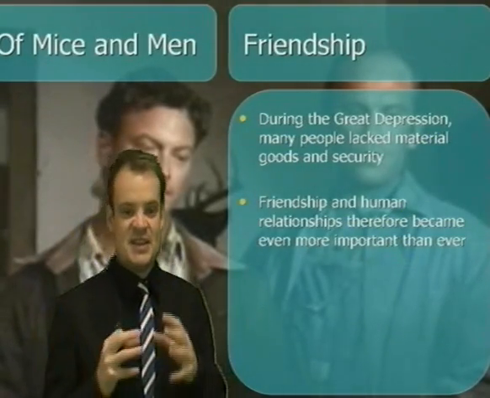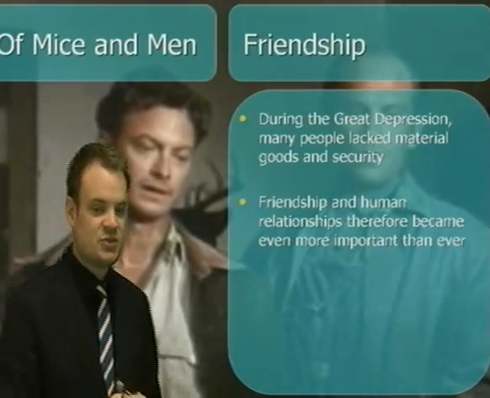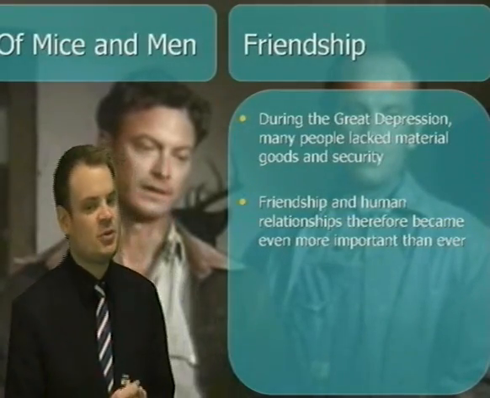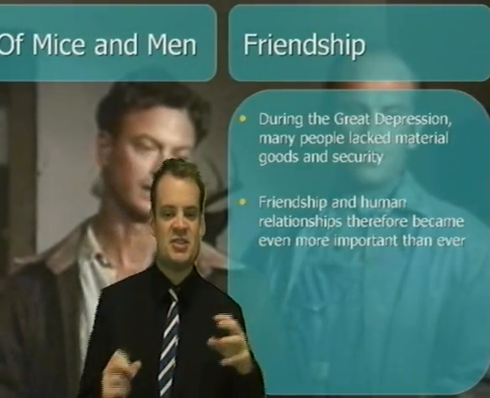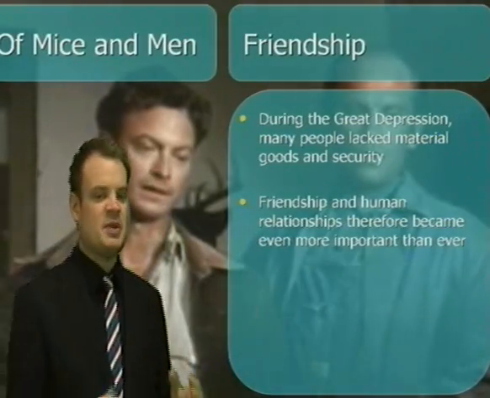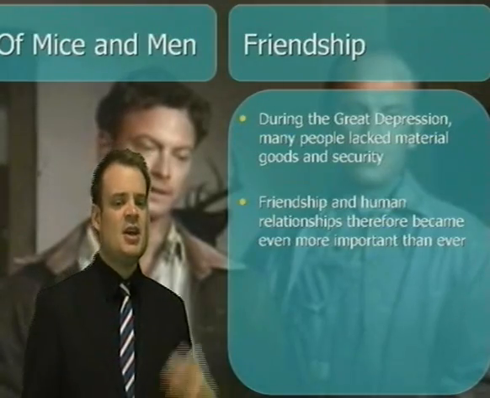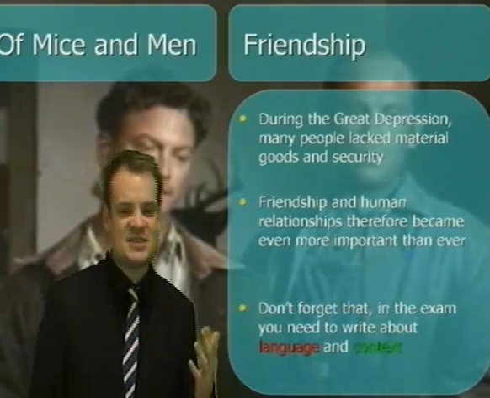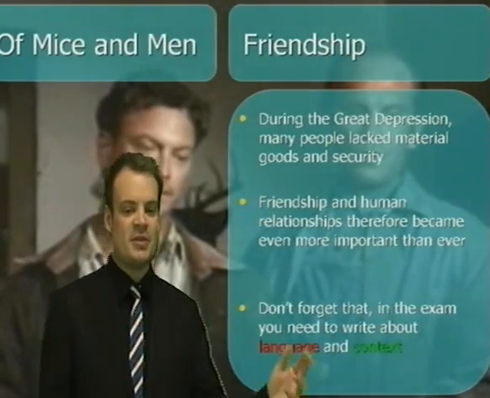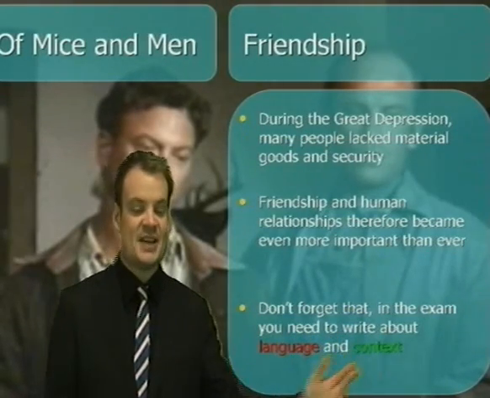We obviously see this in the relationship between George and Lenny, but actually at various other points through the book, we see other relationships that demonstrate how important it was for people living at the time to maintain close friendships, close human relationships. And this is important because obviously in your exam, it's important that you write about both the language and the context of the novel.